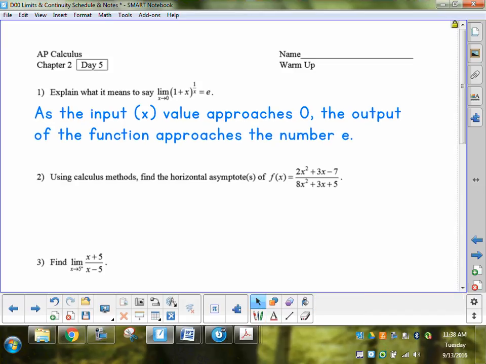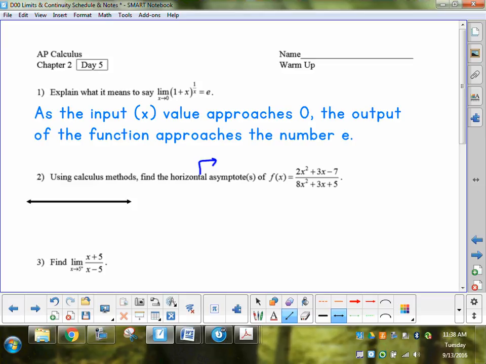Using calculus methods, find the horizontal asymptote or asymptotes of this. Now, keep in mind, this means 2 things, and some of you might be a little bit off. This is asking what the limit is going to, because we're talking about horizontal asymptotes. Here's a horizontal line, and some of us become a little bit myopic, when you're just focused on one thing, you don't see anything around you.